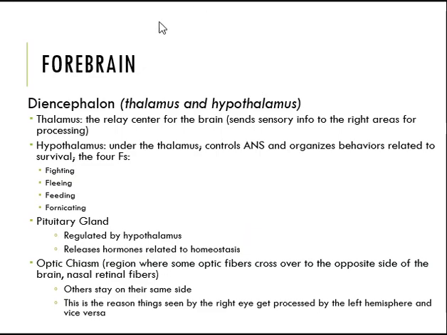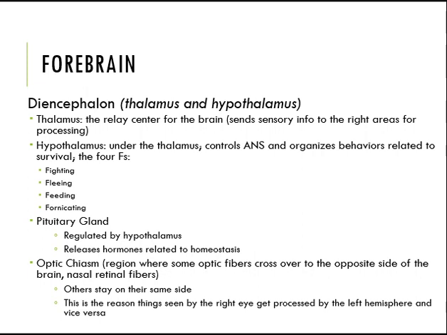Anyway, now we can talk a little bit more about the diencephalon, which is comprised of the thalamus and hypothalamus. So the thalamus is the relay center for the brain, which sends necessary information to the right areas for processing. Essentially, the thalamus will receive some sensory information, maybe about touch, and then send it to the correct area, so the somatosensory cortex for touch.